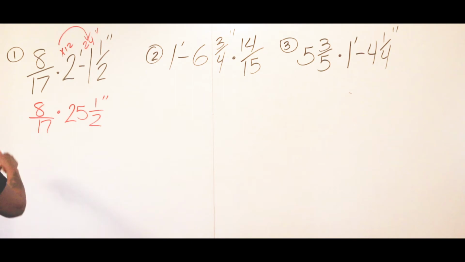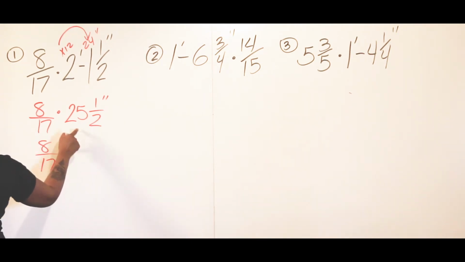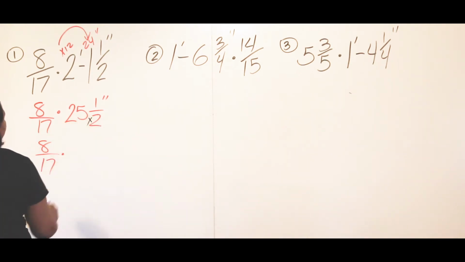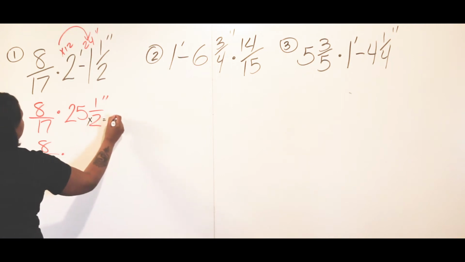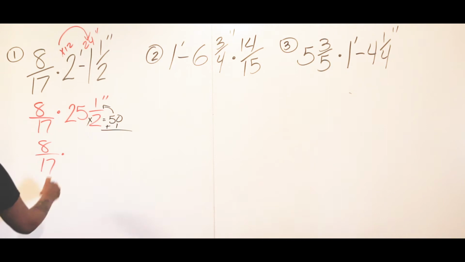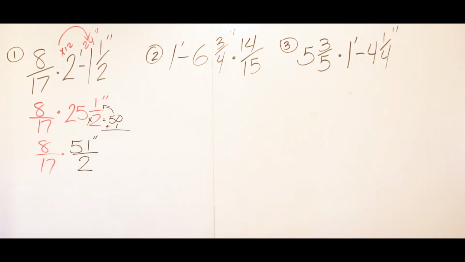So I'm going to take this 8/17 down again. And I need to turn this into an improper fraction. How do we turn mixed numbers to improper fractions? We take the whole number, which is 25, multiplied by the denominator. 25 times 2 is 50. We add the numerator. We get 51. The denominator stays the same. And don't forget, we just turned that to a fraction of an inch. It's an improper fraction. Now that we have our improper fraction, we can cross reduce.